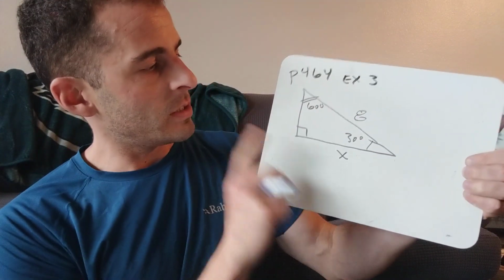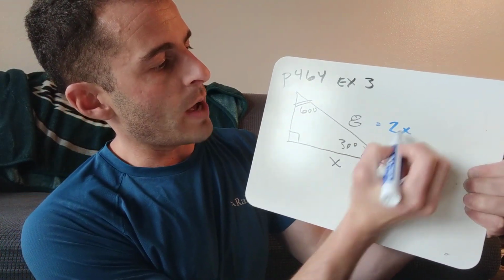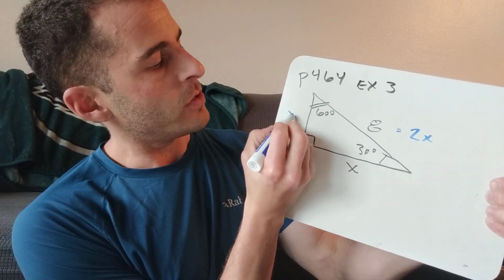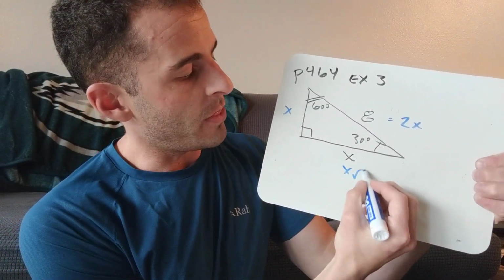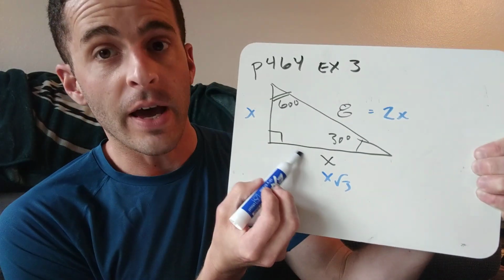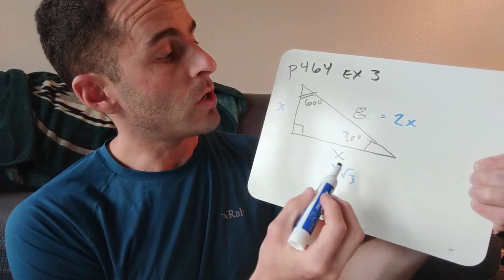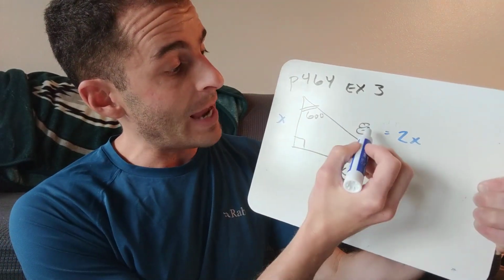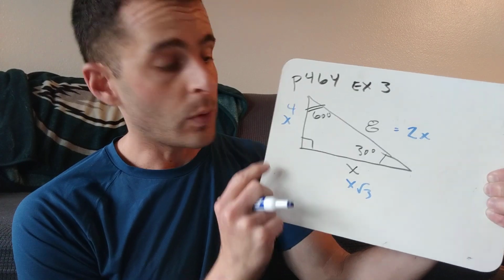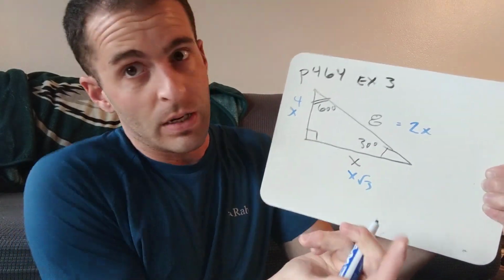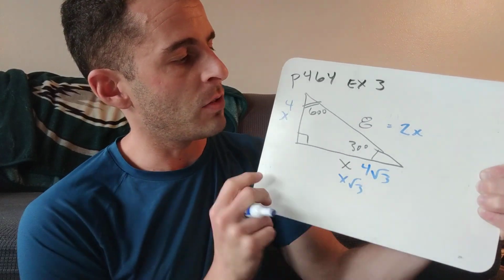In a 30-60-90 right triangle, the hypotenuse is 2x. Across from the 30-degree angle is the smallest side, and then this is the x rad 3 side. The x in black is not the same as the x in blue, all right? So if my hypotenuse is 8, then my smallest side is 4, which then means that my medium side, my other leg, across from 60, is 4 rad 3, okay?